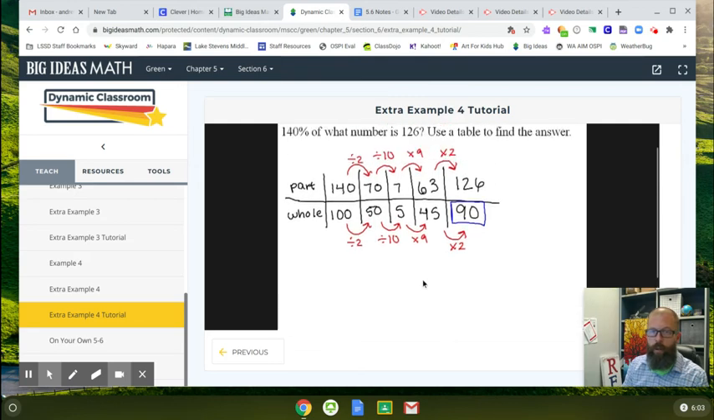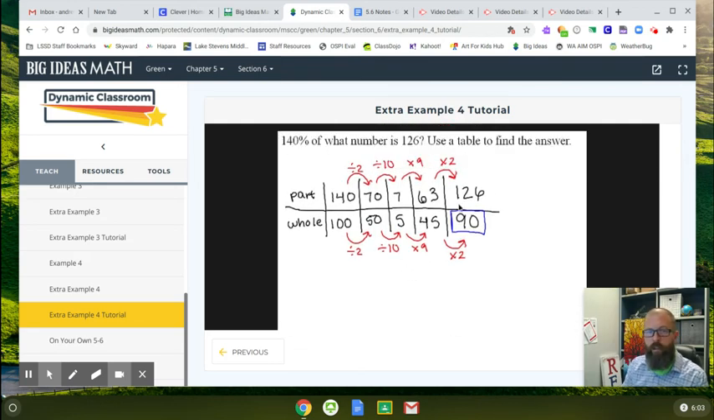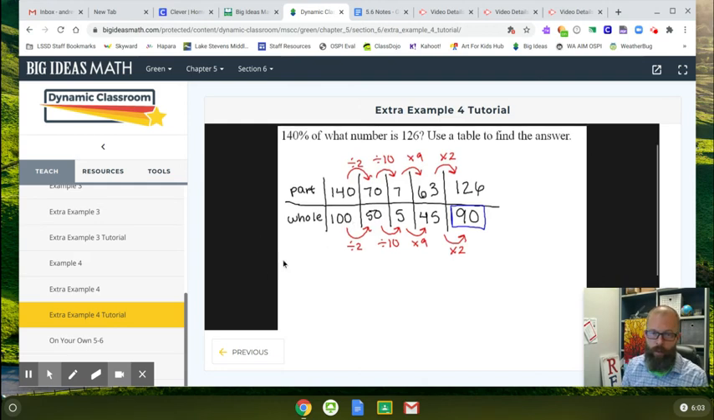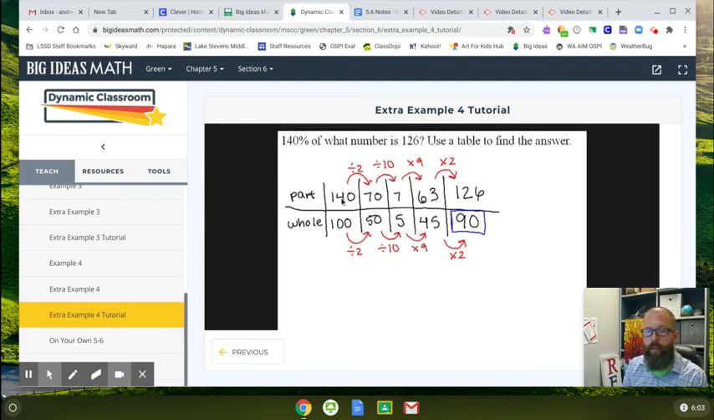Okay? So if you totally do not get this, don't worry too much about it. It's fine. It won't be the end of the world if you're not able to do it with a table. But just so you're aware of what it looks like, I would write this one down so you have an example if you need it. Okay?